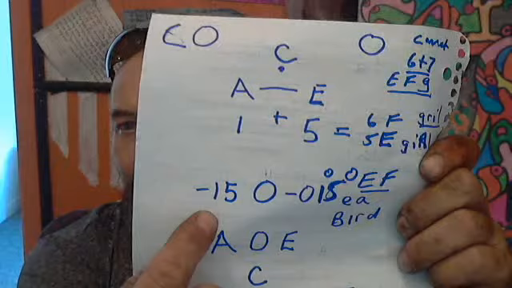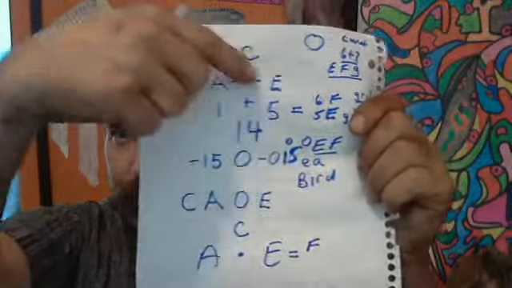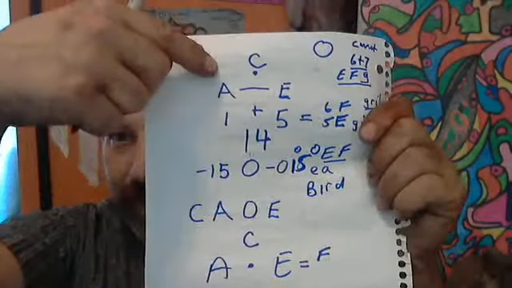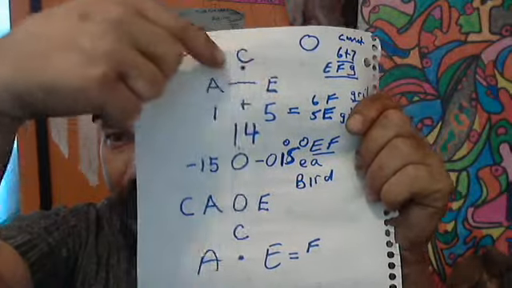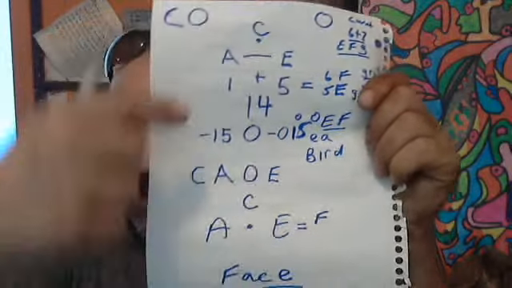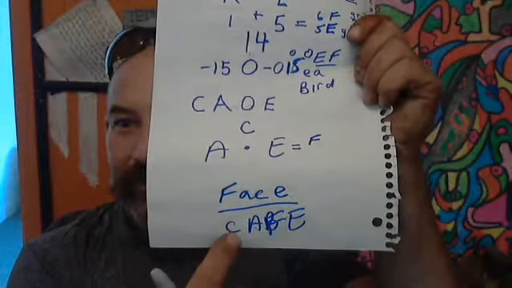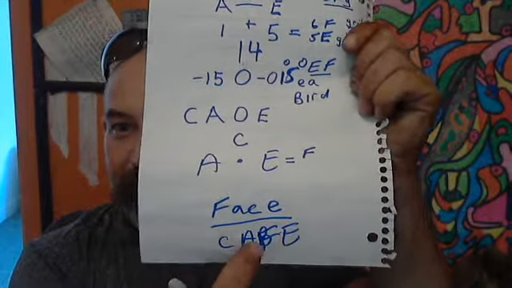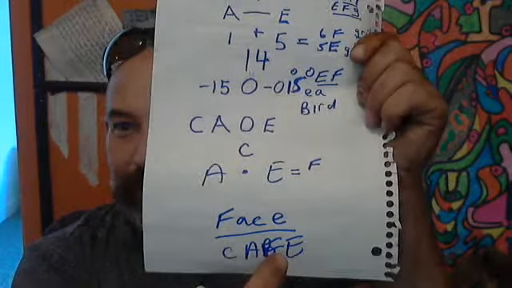So now let's do it over again. We now have 1 and 5 makes 6. We have the A, and in between the 2 is C. What does it spell? F-A-C-E. Face. At the same time, it spells cafe. F-A-C-E. Face and cafe are the same word.